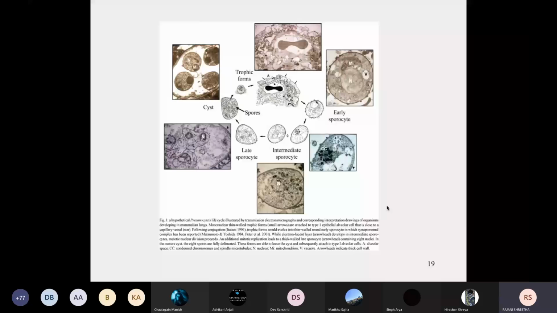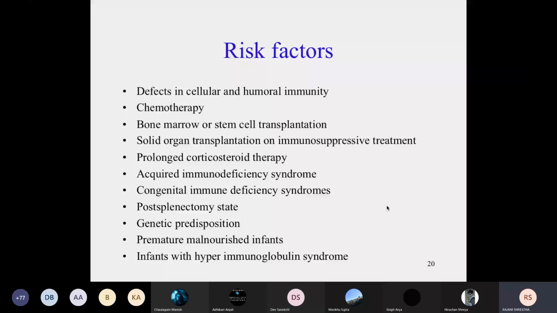So these are the risk factors. The risk factor is in the patient where there is an immunocompromised state, which means there is a deficit in the cellular as well as the humoral immunity. If the patient is having chemotherapy for a longer duration, then the patient might be immunocompromised. Bone marrow or stem cell transplantation, solid organ transplantation, or if the patient is under immunosuppressive treatment. If the patient is taking prolonged corticosteroid therapy, or if the patient has AIDS or HIV infection. And sometimes the patient is born with an immunodeficiency syndrome, a congenital immune deficiency syndrome. And sometimes if the patient has undergone splenectomy, which means there is a removal of the spleen.